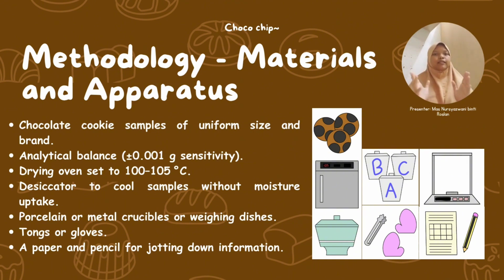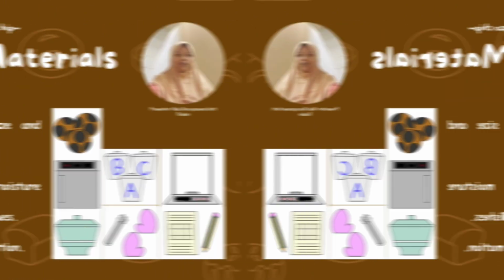Next, we will need a desiccator to cool the samples without moisture uptake. A desiccator should be used because it is sealed from the outside world. Moisture does not seep in. We also will need porcelain or metal crucibles or weighing dishes to put the samples in, tongs or gloves to pull the sample out of the oven and into the desiccator, or putting them into the oven in the first place, and a paper and pencil for jotting down necessary information which will help us in our calculations.